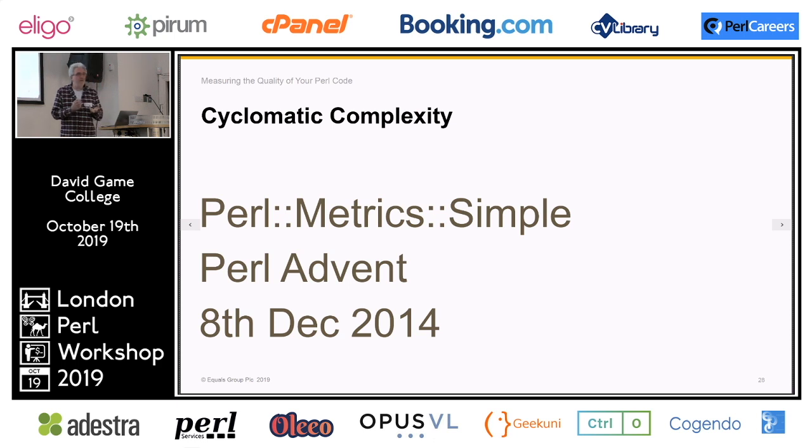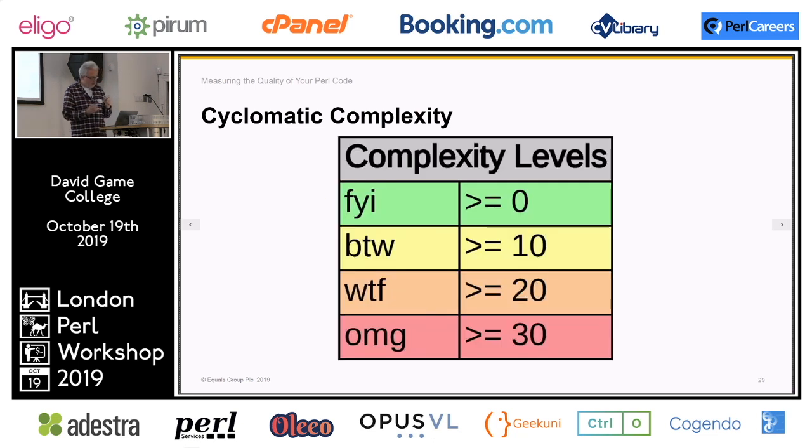If you want to find out more about this, there's a module on CPAN called Perl::Metrics::Simple, and I wrote a Perl Advent Calendar article about it back in 2014, and nothing much has changed in the five years since then. But just to show you one thing, Perl::Metrics::Simple will give you an HTML page output of the complexity scores of your code, and it color codes it, and it has a little key which tells you the kind of numbers that you should expect to be seeing. And this is the key.